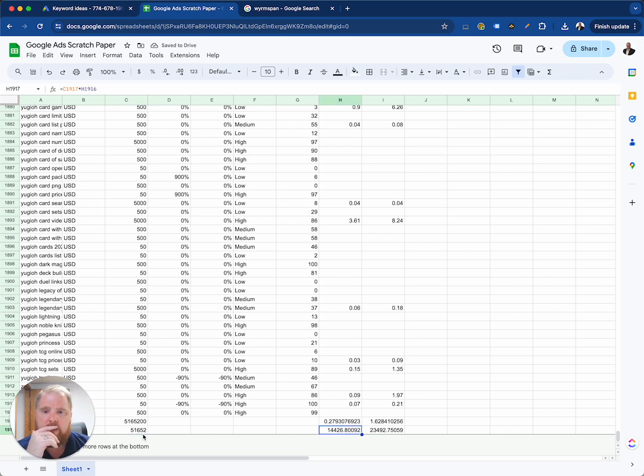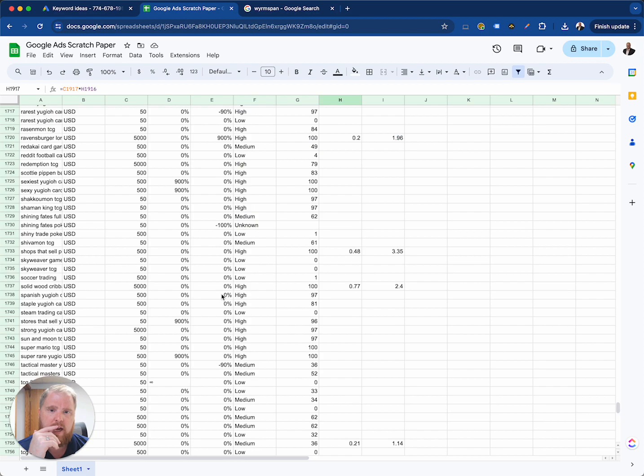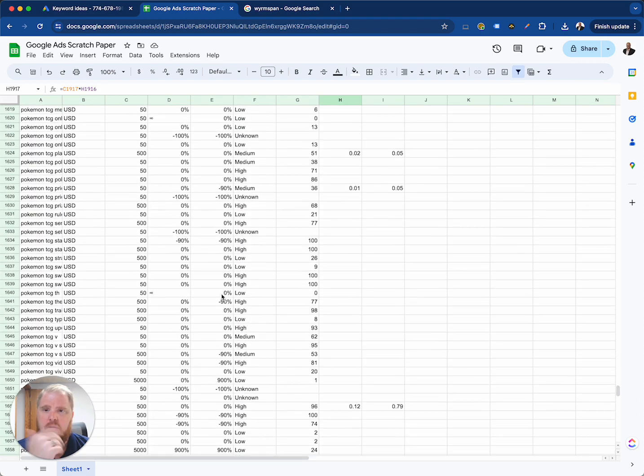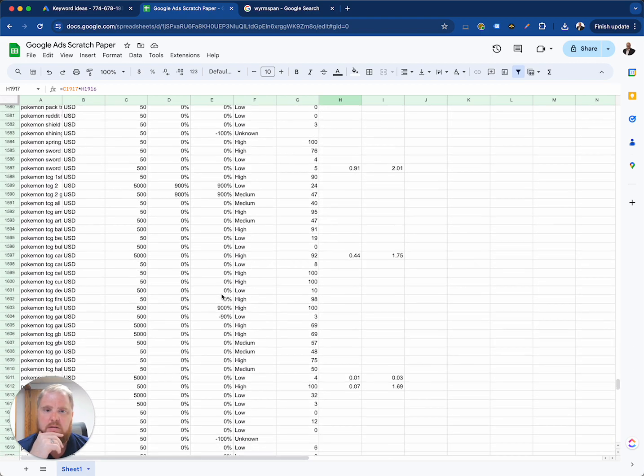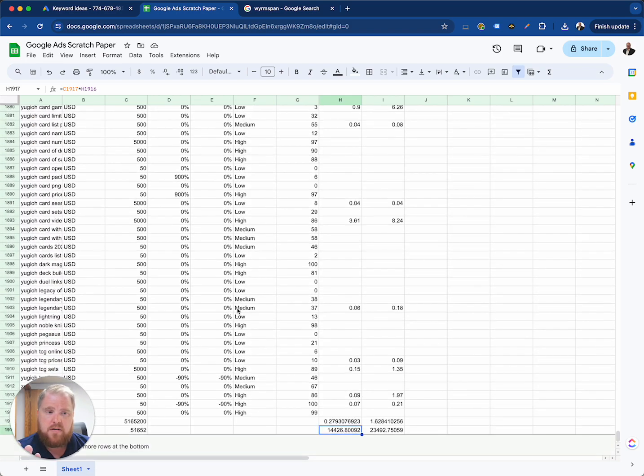or what we could do is remove some of these keywords that are pretty high competition, or that don't specifically relate to our product. And everything is budget limited.